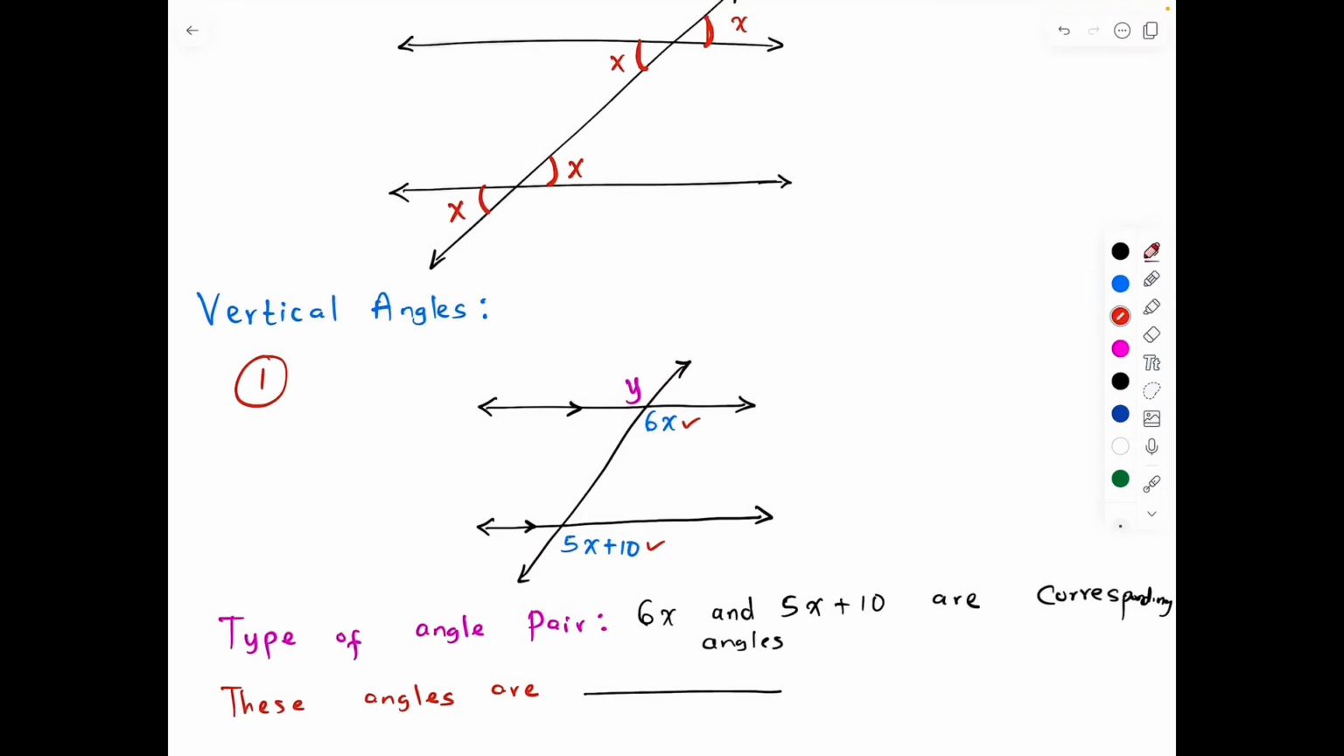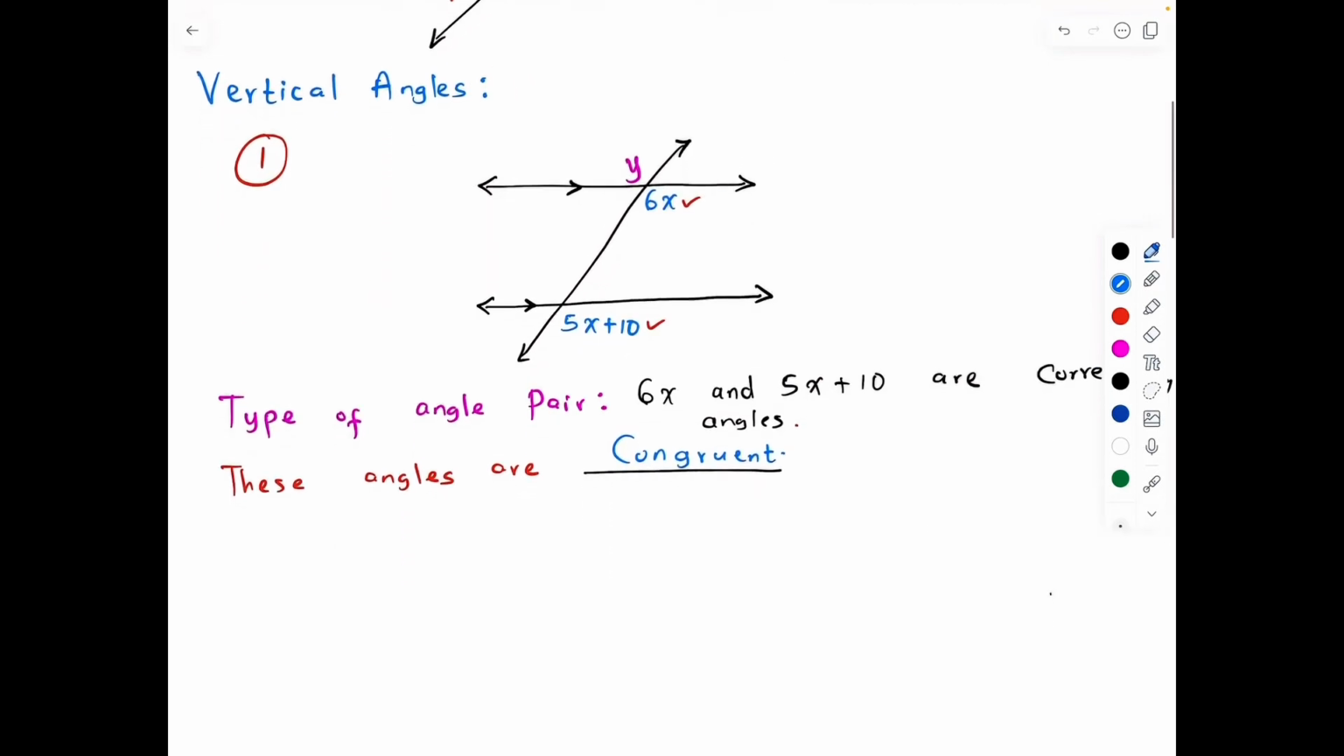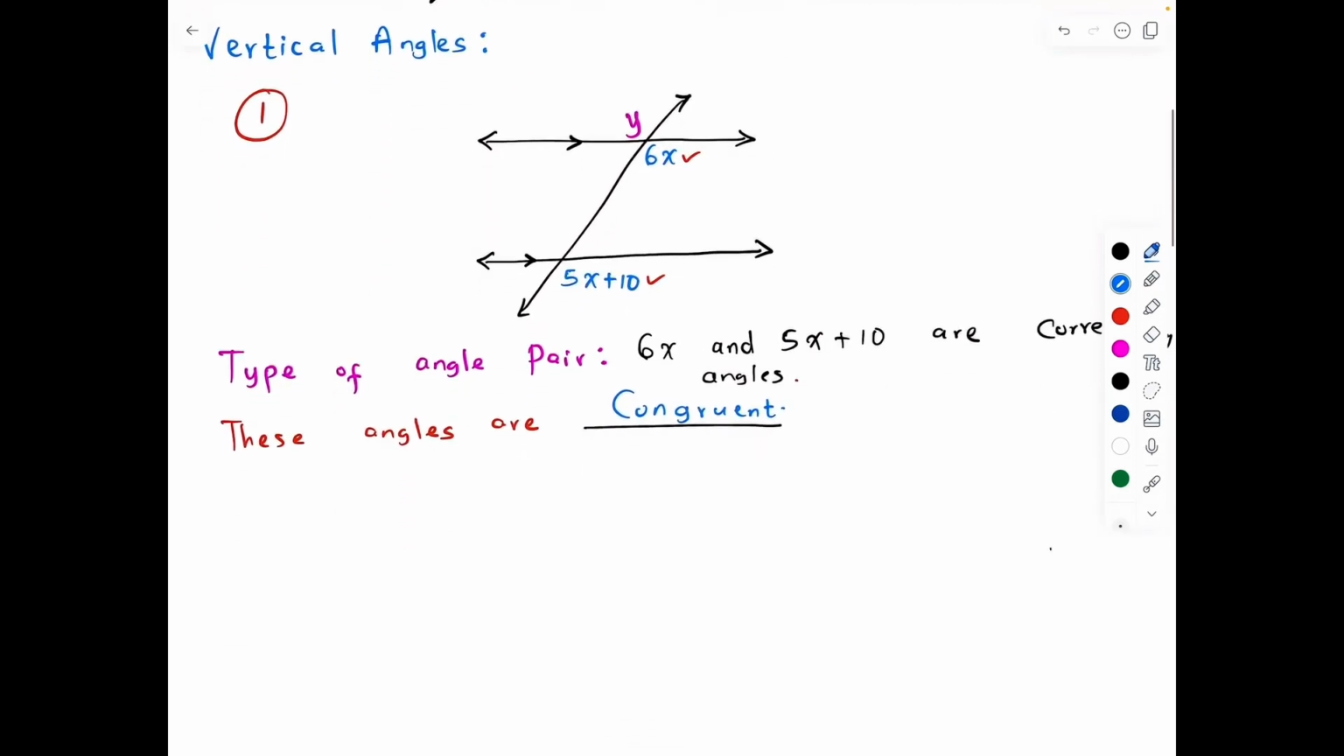And then what do we say about corresponding angles? We said corresponding angles, they are congruent. So these angles are congruent, which means they have the same measurement. So how do we solve this question now? The first thing I have to do is, since I said they have the same measurement, that means I know that 6x is equal to 5x plus 10.